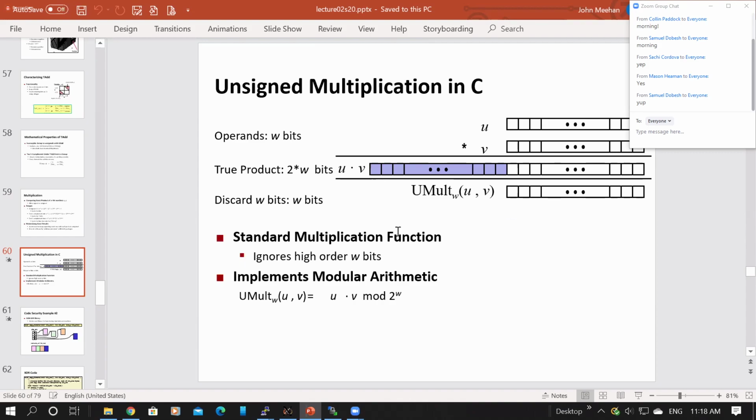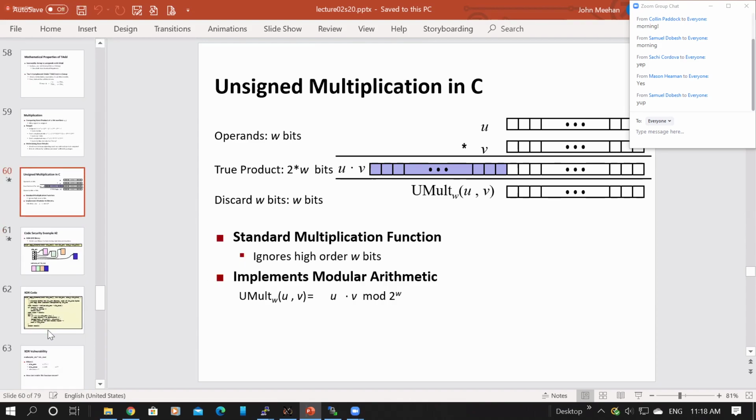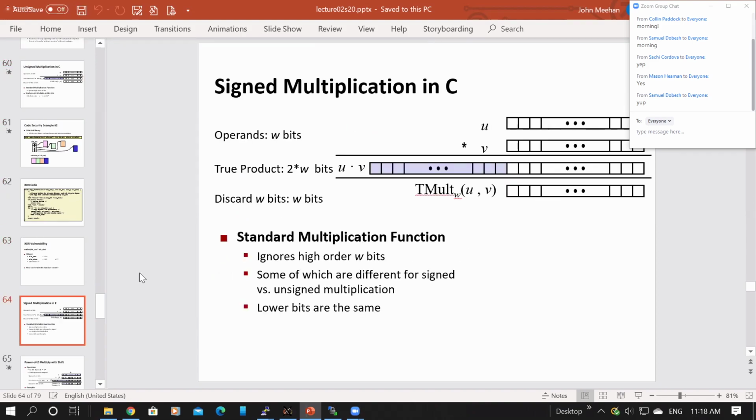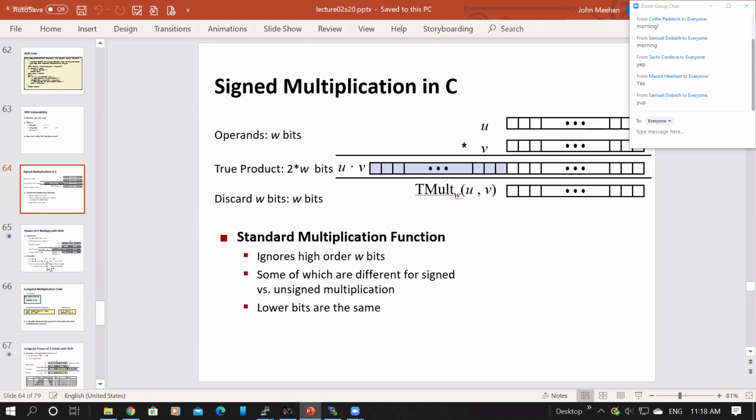Everybody all right with this? Okay. So if we do signed multiplication as opposed to unsigned, we get a real similar thing. We're going to need still twice as many bits, but it's going to ignore all this stuff over here. So it's the same kind of thing going on there.